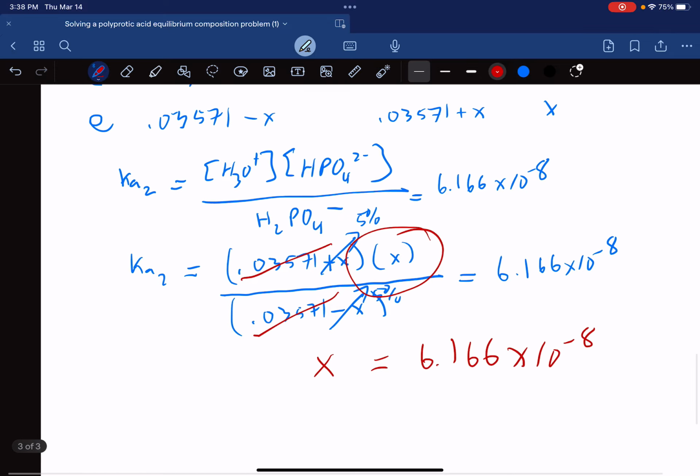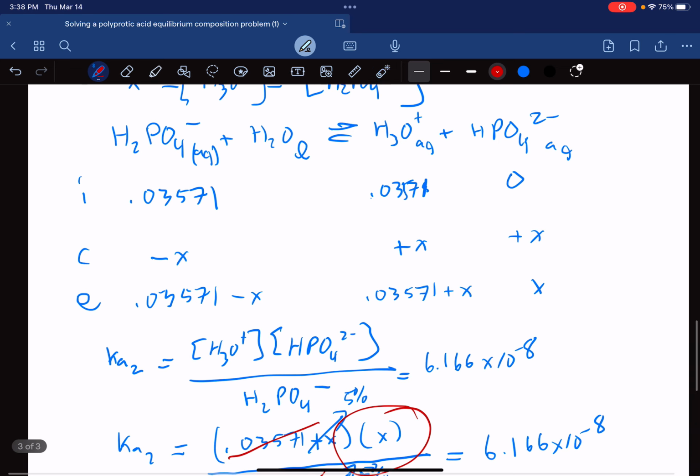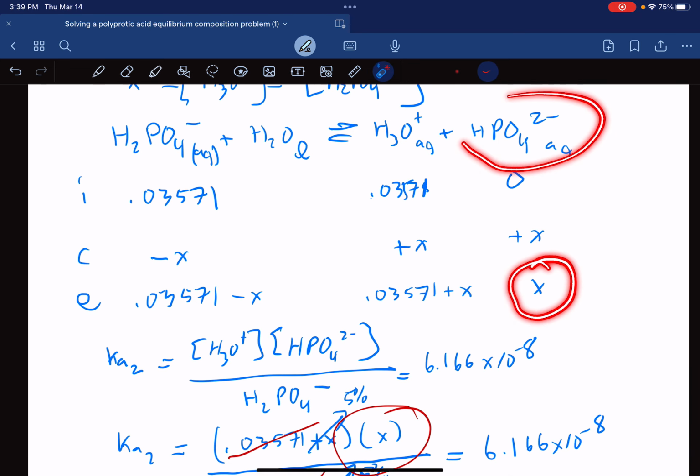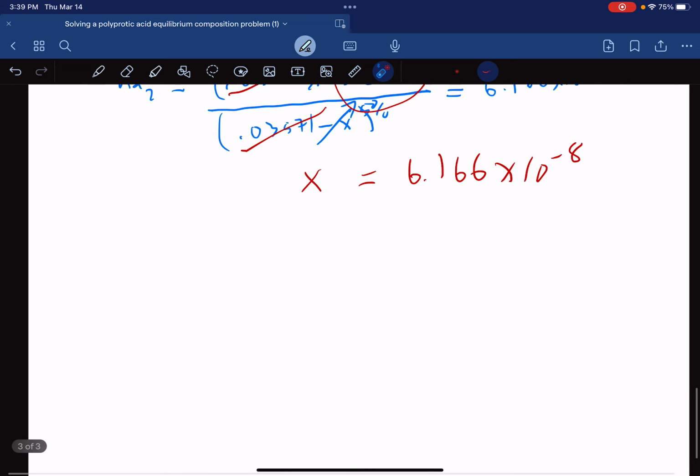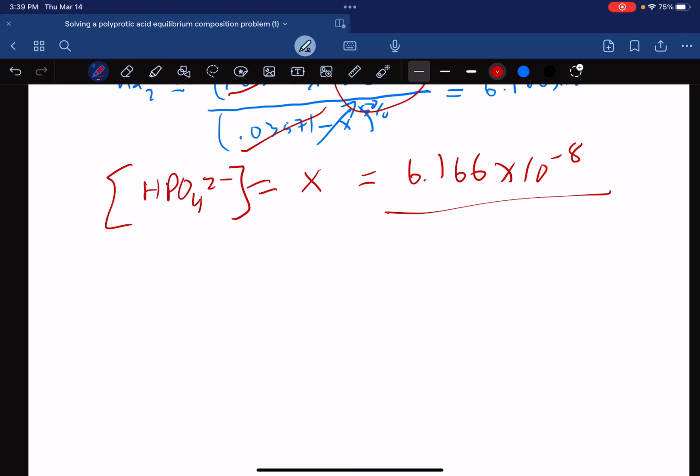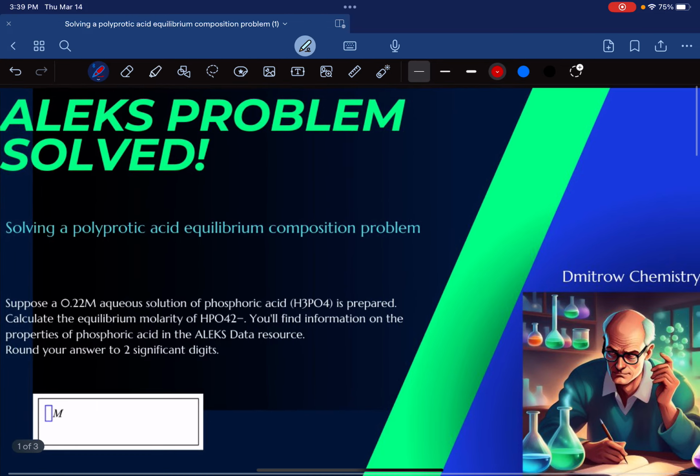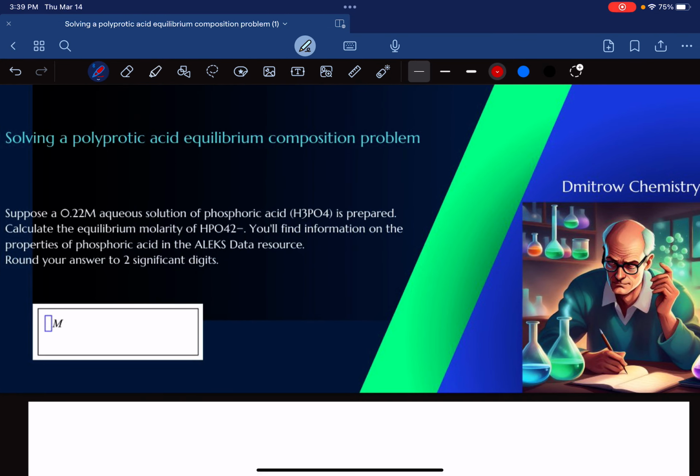And what is x equal to in this case? Well, let's take a look. Didn't we say that x was equal to HPO4 2 minus? So in this particular problem, this is equal to our HPO4 2 minus concentration, and that's our solve. Now, they ask us in this particular problem to do it to two significant figures. In reality, if we look back at the original problem, they give us two significant figures, so it makes sense that we do it like that.